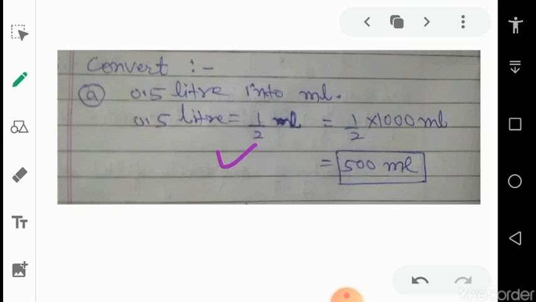Here again the question is regarding the decimal values. So 0.5 liter is converted into milliliter. First you can solve this mentally, as 0.5 means half, so half liter means just 500 ml, because 1 liter equals 1000 ml. With the proper method we write 0.5 equals 1/2, then we multiply by 1000 and cancelling the terms we have 500 milliliter.